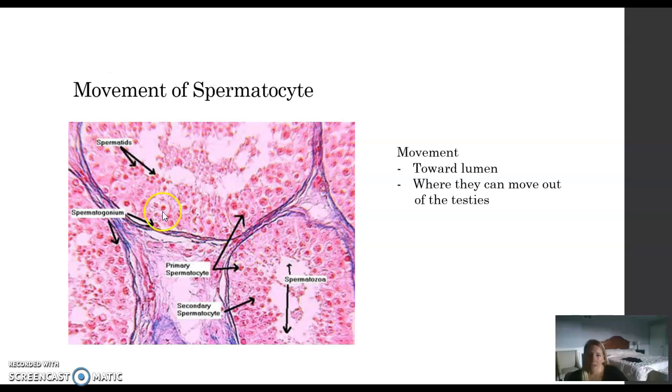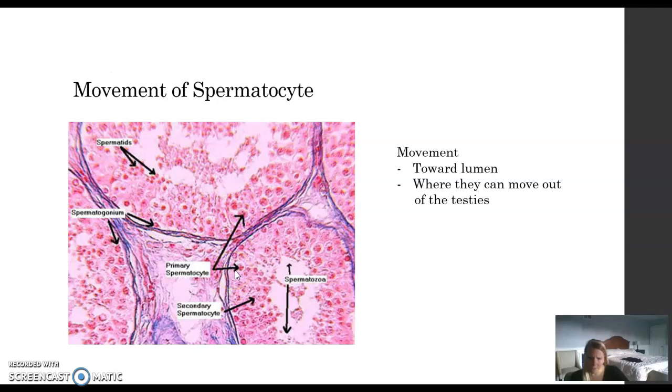And I thought that this was a neat slide showing the movement throughout these divisions, how you have the spermatogonium that then goes through mitosis and produces that primary spermatocyte, and you can see that it's moved from here to here, away from that basal lamina.